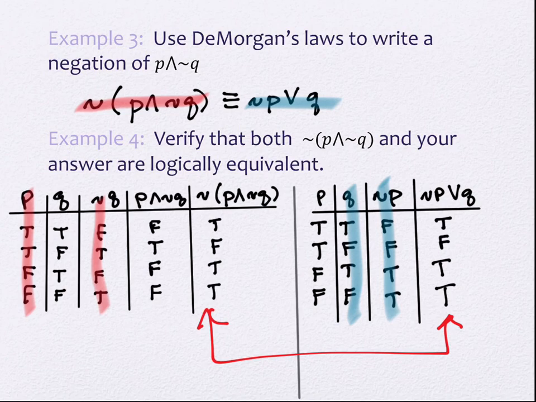That makes the two statements logically equivalent because they have the same resulting truth column. And that was our definition on the previous page. So De Morgan's laws and this structure work to actually negate a statement. Okay.